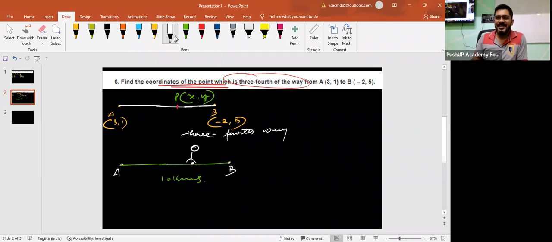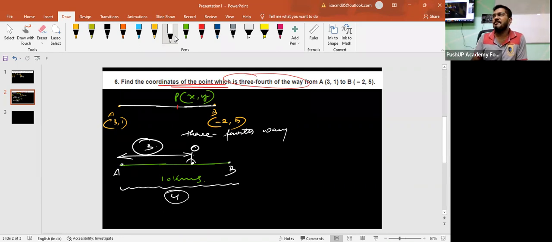How did you get it? Children, 3/4 of the way. That means the total portion was how many units? 10 kilometers. In ratio terms, can I say the total units from A to B has been 4, out of which you have covered from A to this position 3 units. Can I say this? Right, children? So this is how we do it in unitary method.